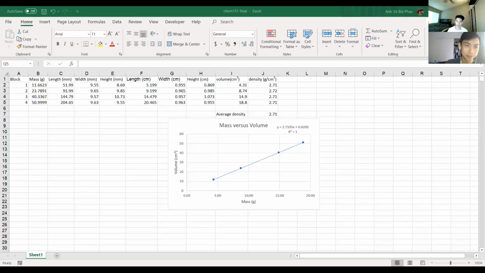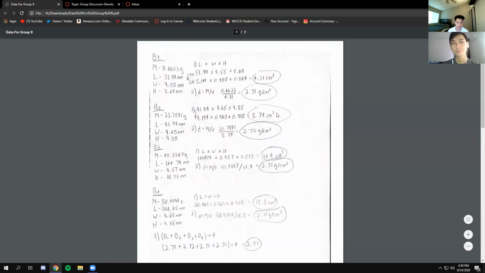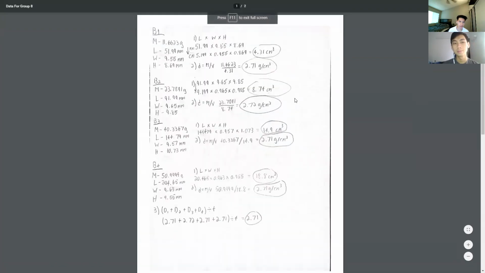Okay. So we're group 8, and I'm going to be going through 1 through 3. So I'm going to share my screen real quick. I'm going to be showing how we calculated the volume, density, and the average density. And so here is my data.